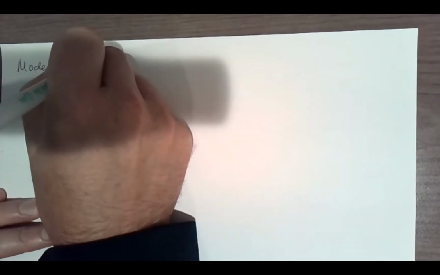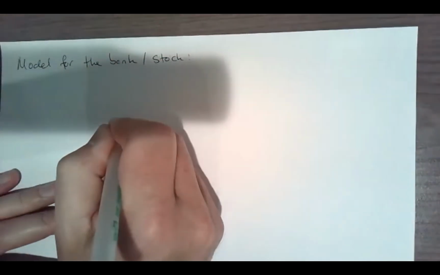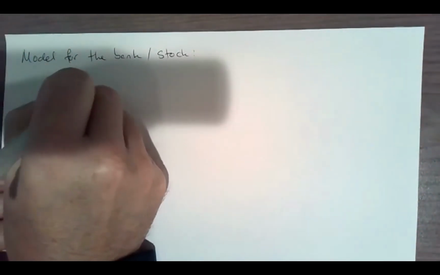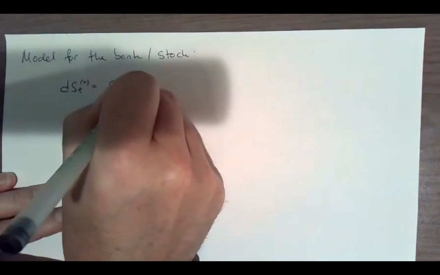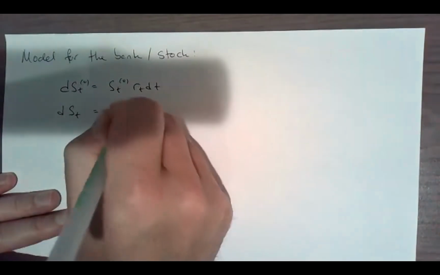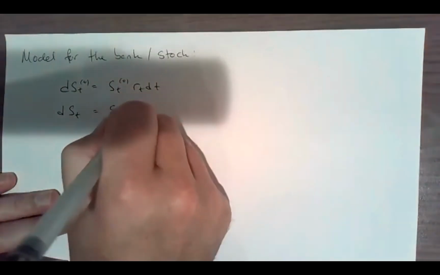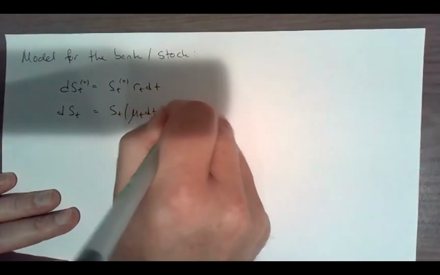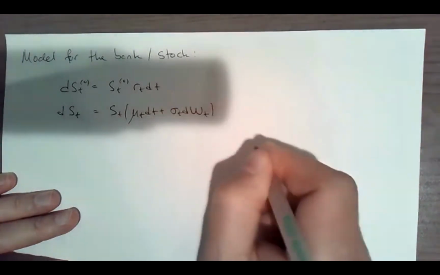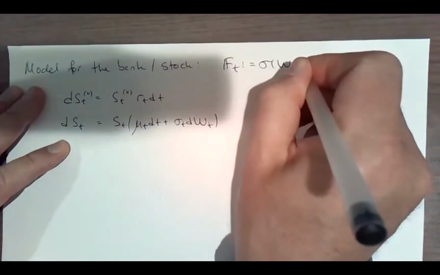So we're going to have our model for the bank and the stock. The bank will have the form shown here, and the stock is going to have the form S_t. Let me write it down like it is in the homework: dS_t equals S_t times mu_t dt plus sigma_t dW_t. We are playing here in a model that has one Brownian motion.